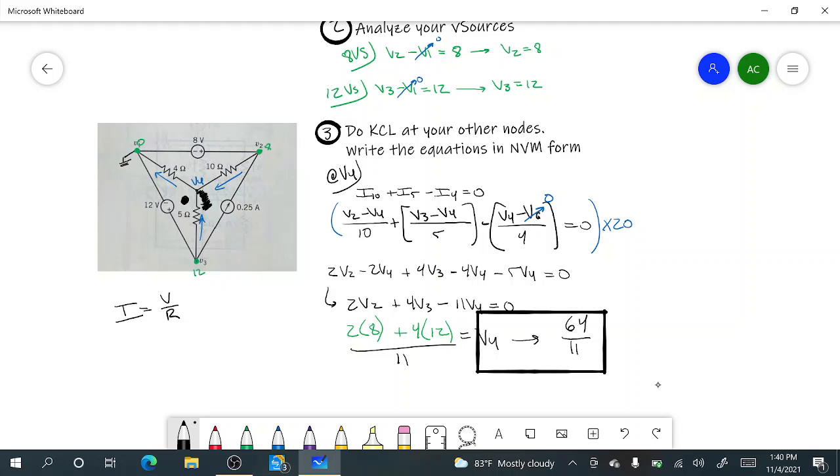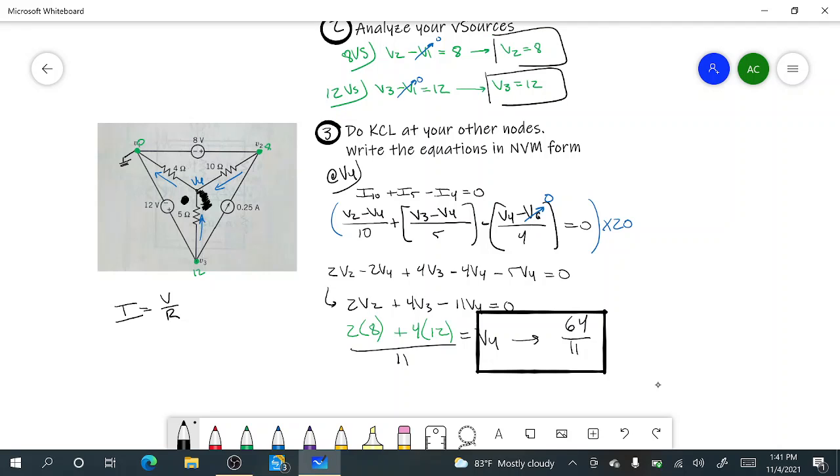All right, so it'll be 16 plus 48. Boom. All right, so great. So 64 over 11 will be my V4. All right, so that's not a big deal. Now, I know each voltage: V2, V3, V4, and that's it. That's actually the answer. So we're good to go here.